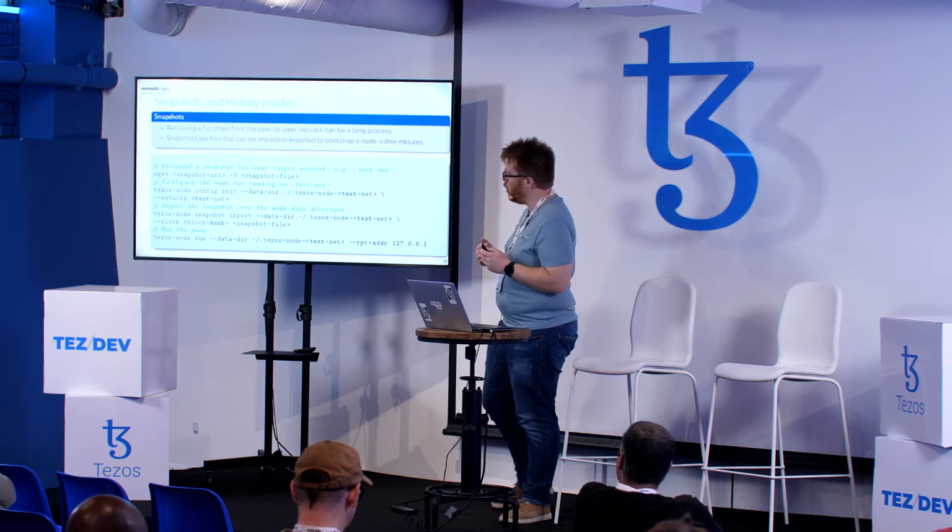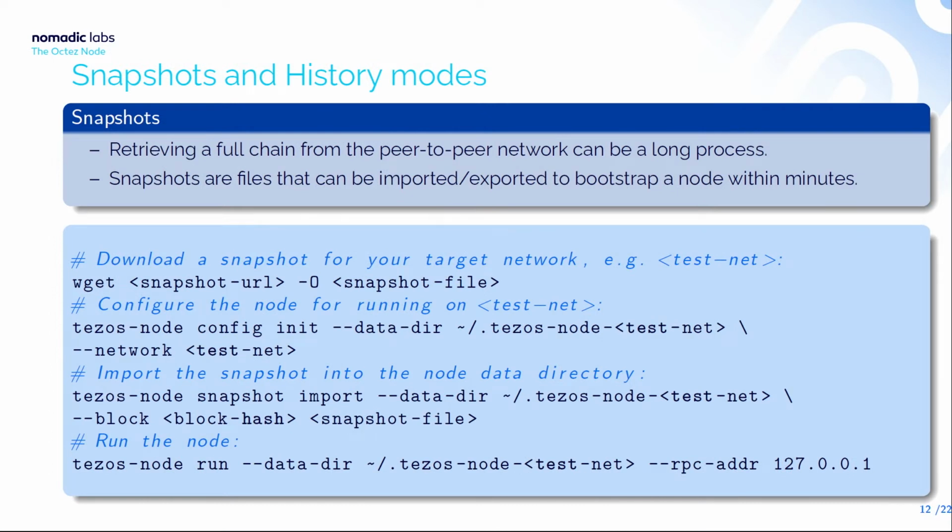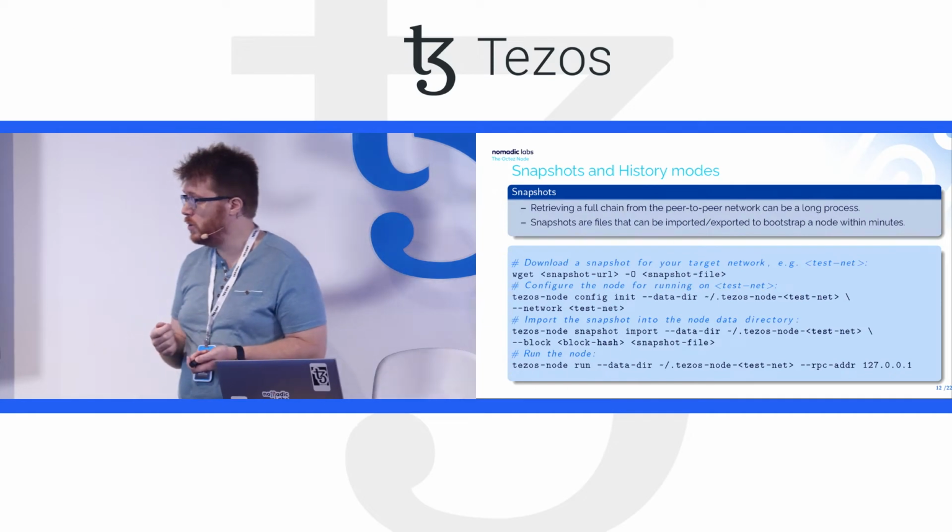Here I can show you how you can run a node very quickly and synchronize it to a chain very quickly. As you know, the chain grows continuously, and it can take very long to synchronize a node from Genesis to the current head of the chain. So to solve this issue, we propose snapshots. Snapshots are files that can be imported and exported to bootstrap the node very quickly.